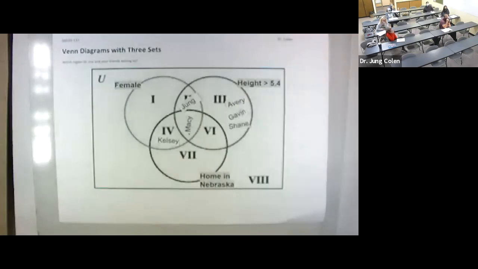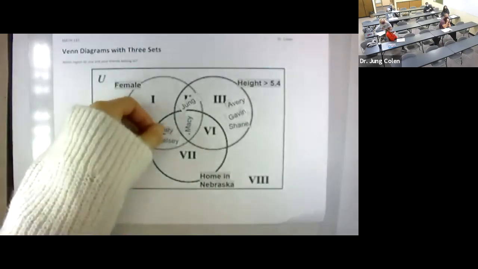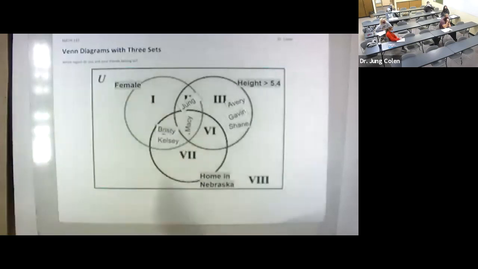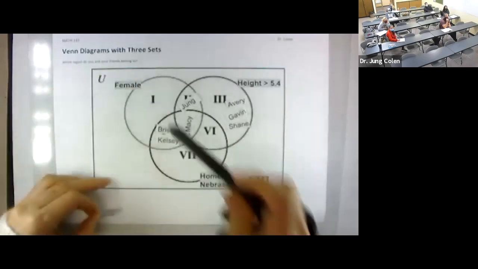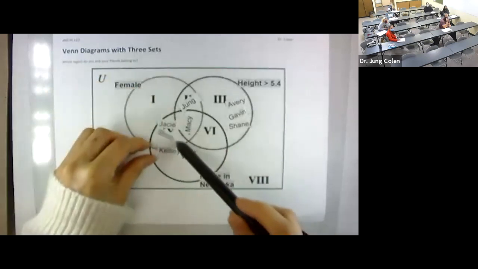Okay. Kristen, I'm in 4. Talk about it. I'm a female. I am 5'4", and my home is in Nebraska. Wow, it's exactly the same as Kelsey. We can find another commonality amongst yourselves, right? JC. So I'd be in 4 because I'm a female. I'm from Nebraska. I'm 5'1".